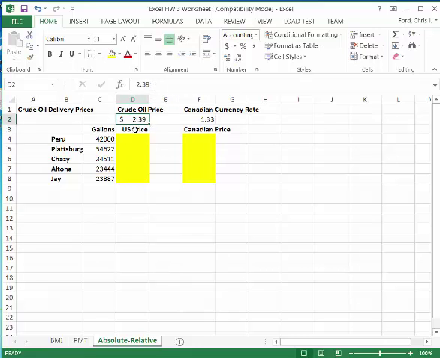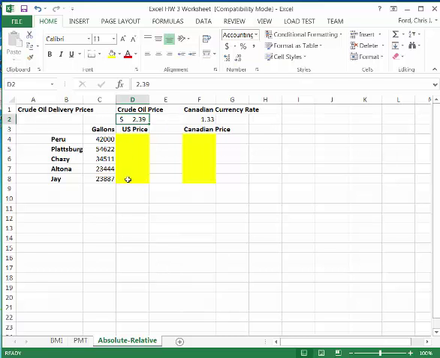So I want the US price. So you're going to have to come up with a formula that will give me the US price, which is obviously going to be gallons times the price per gallon. But remember, we did talk about absolute versus relative formula, so part of this formula may be absolute.